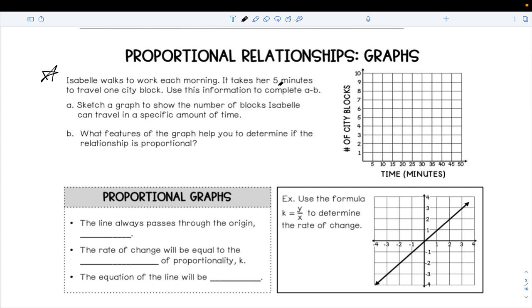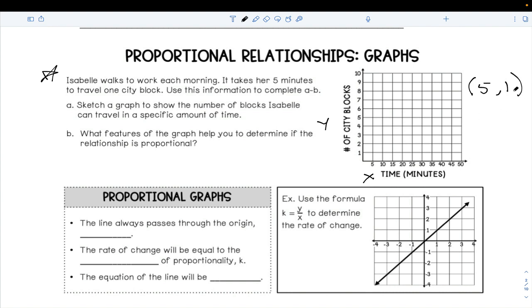Okay, so let's sketch this graph. It takes her 5 minutes to travel 1 block. Let's set that up as an x and a y value. The x is time, the y is number of blocks. So we're going to graph the point 5 comma 1.